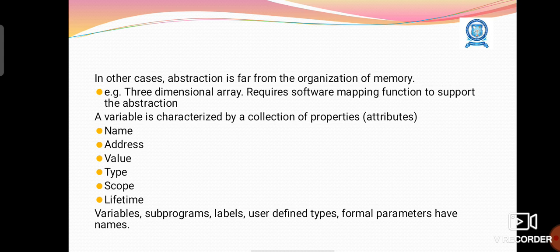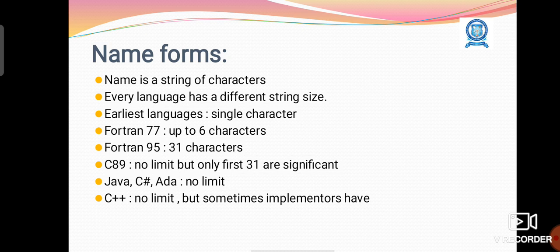Variables, subprograms, labels, user-defined types, formal parameters have names. Name forms. A name is a string of characters. Every language has a different string size. The earliest languages had only a single character. For example, Fortran 77 will have up to 6 characters. Fortran 95 will have 31 characters. C89 has no limit but only the first 31 are significant. Java, C# and Ada have no limit in the size of the name. C++ also has no limit but sometimes implementers do.